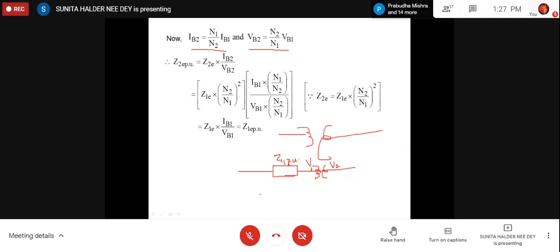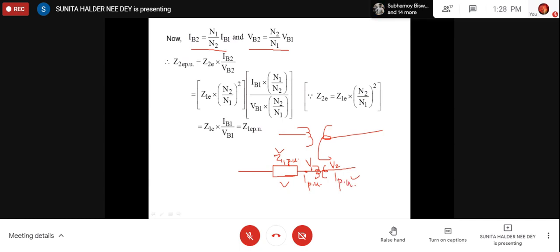Now we have seen for the per unit system, if we calculate the equivalent impedance referred to primary or secondary, they are same. So either on this side or this side, this impedance value will be same. Now in per unit, the primary side base voltage is primary rated voltage and secondary side base voltage is secondary rated voltage. So this side is 1 per unit and this side is also 1 per unit.